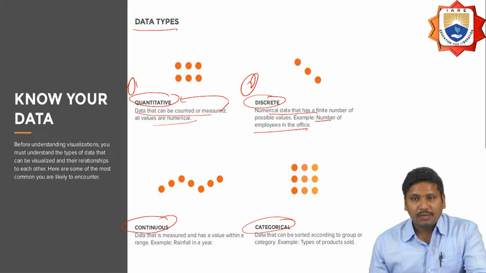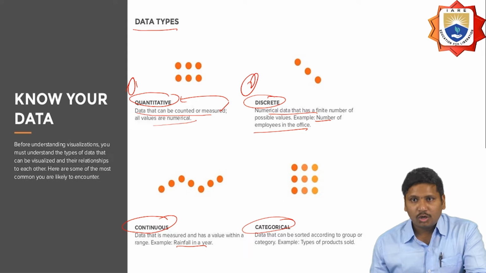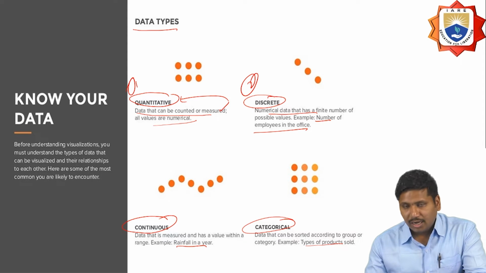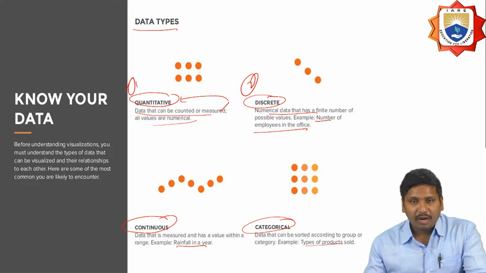And the continuous data type means the data is measured and has a value within a range. Example: rainfall in a year. And then categorical data means the data can be sorted according to a group or category. Example: the types of products sold. So before designing these charts, you have to know what your data is, whether it comes under discrete, categorical, quantitative, or continuous. You have to understand it.